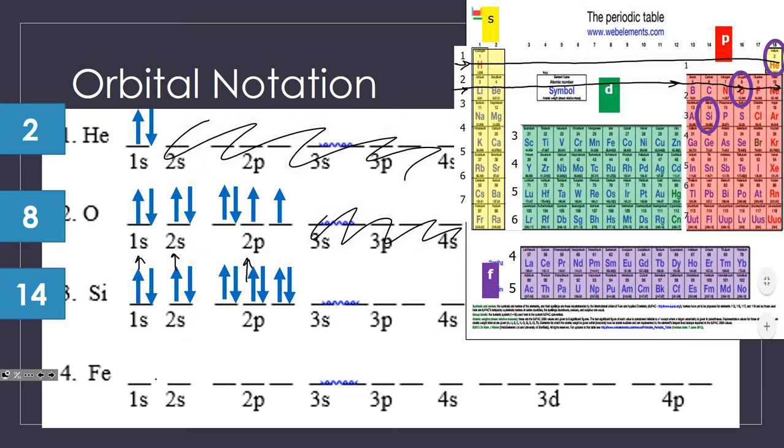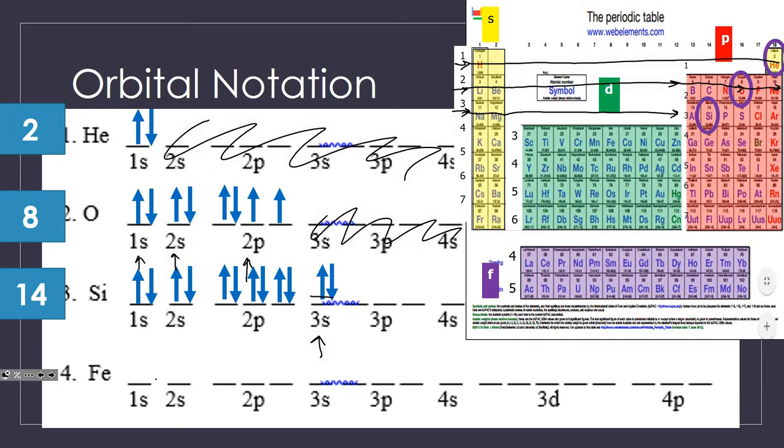Now I follow the numbers down. I go to number 11, and that's the 3s. So ignore this little blue squiggly. It'd just be one line, okay, through the 3s. And I would put in 1 for sodium and 1 for magnesium. That would take me to here.